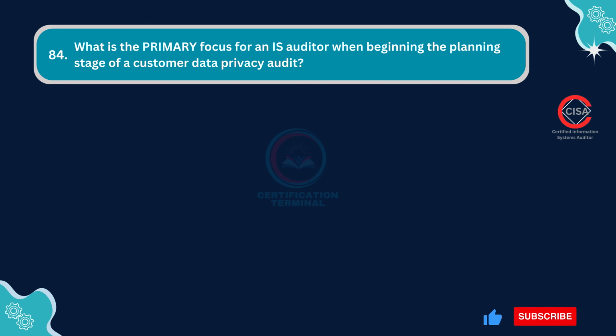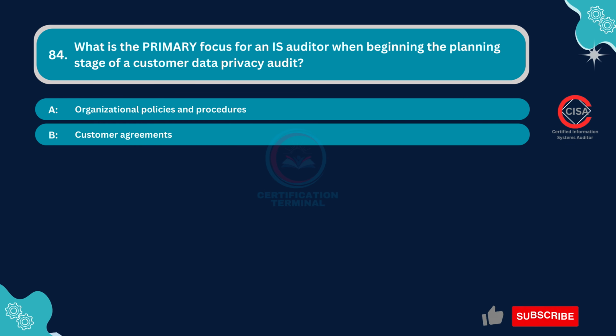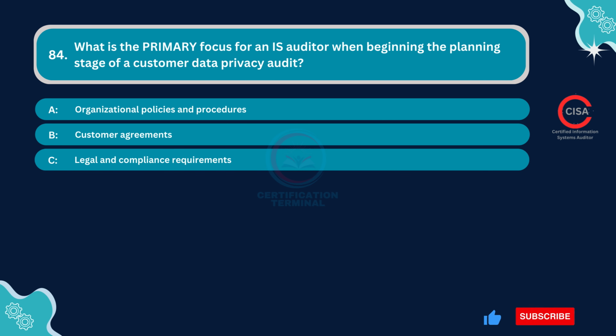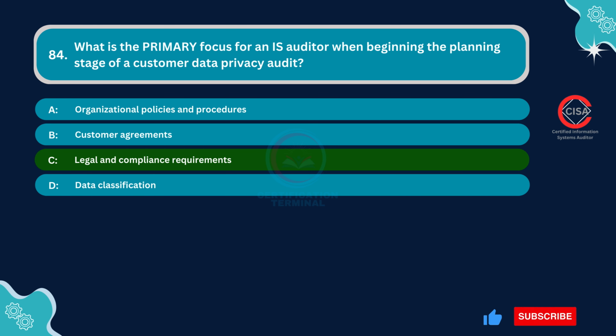Question number 84. What is the primary focus for an IS auditor when beginning the planning stage of a customer data privacy audit? Option A, organizational policies and procedures. Option B, customer agreements. Option C, legal and compliance requirements. Option D, data classification. The correct answer is Option C, legal and compliance requirements.